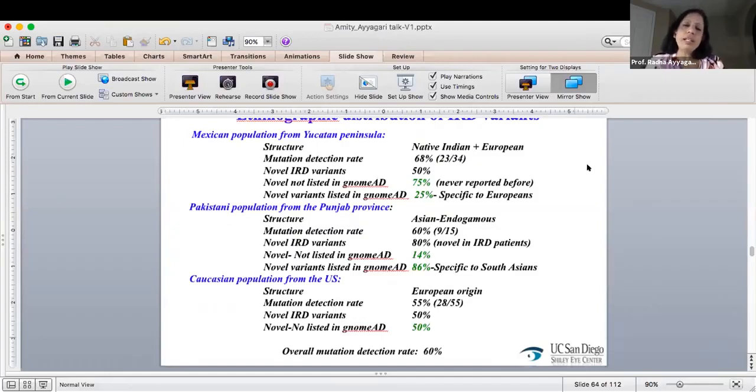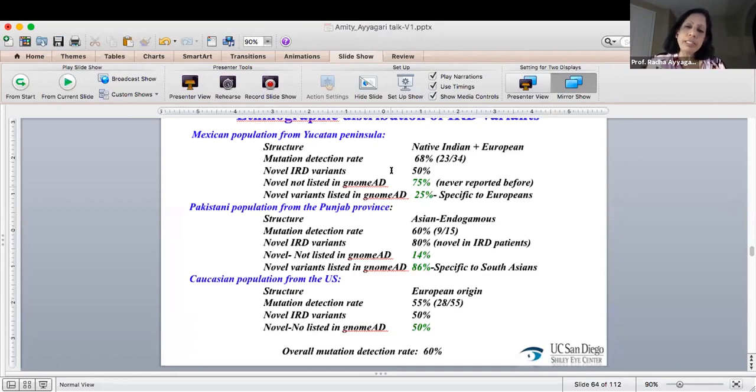Now I'll just give you a kind of summary of the ethnographic distribution. As I said, we studied different populations to understand the ethnographic distribution, because this kind of information will allow us to interpret the data in different populations and extend it to other populations based on these population structures. When we studied the Mexican population, we could find novel mutations in about 50% of cases. We found mutations in 68% of these overall cases. But among them, 75% of the mutations we found are not listed in gnomAD. gnomAD is the database of variants in different populations around the world.